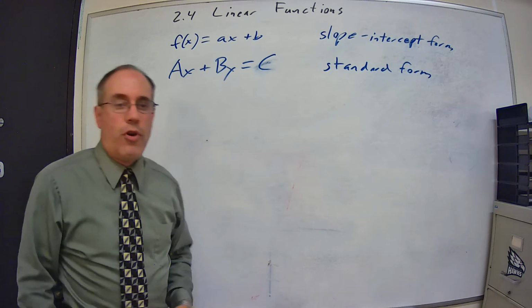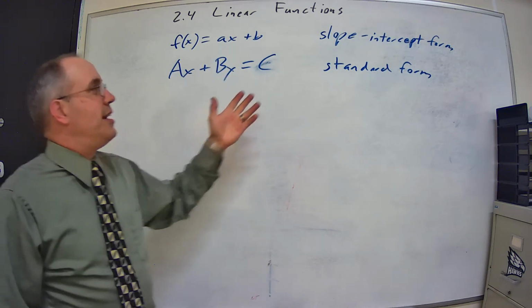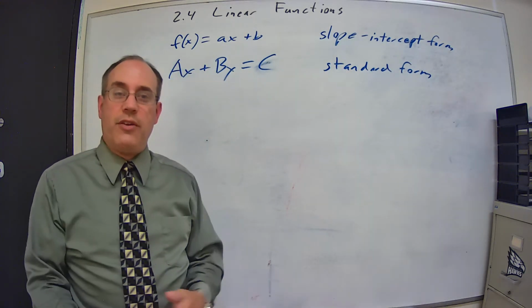Now standard form is a little bit harder to look at initially and to read things. It's not slope-intercept form. I can't just pull the slope and the intercept out of this.